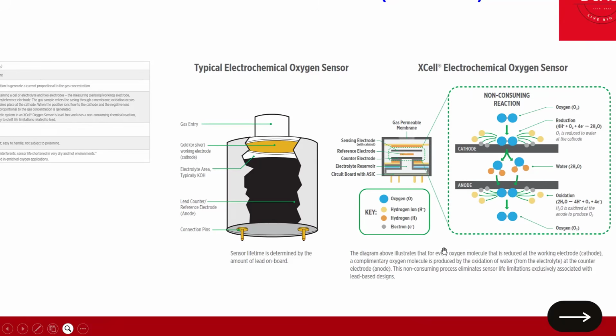Again I repeat, friends, for every oxygen molecule that is reduced at the working electrode, the cathode, a complementary oxygen molecule is produced by the oxidation of water at the counter electrode, that is the anode. This non-consuming process eliminates the sensor life limitation exclusively associated with the lead based design. That's the advantage of having this, friends.